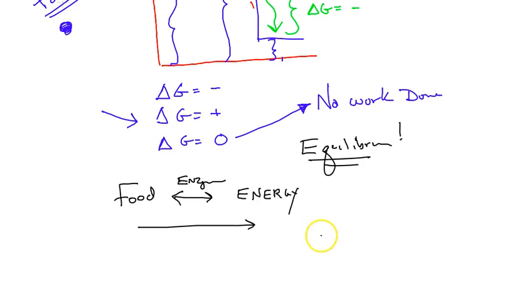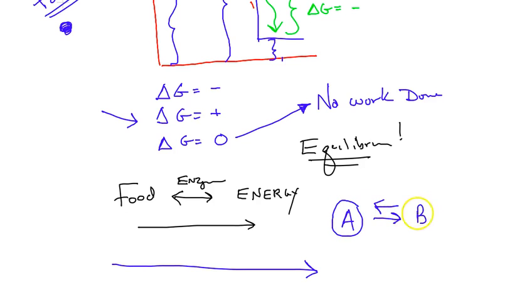We want food to come in, make ATP, and that ATP drives cellular function. So we want a direction to go one way. We do not want a process where A is going to B as fast as B is going to A. That means we're not really using up the food and we're not making any significant amount of energy. Important you understand that. Equilibrium is the death of a cell.